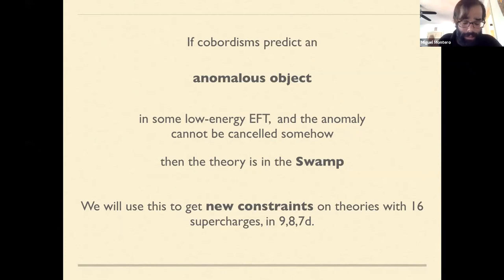So the basic application of this is we will start imagining we have a theory in 9 dimensions with rank 3, for instance, run these arguments, and the cobordism conjecture will tell you have anomalous objects, which will be an inconsistency. Therefore, the theory is inconsistent. That's why we don't observe it.